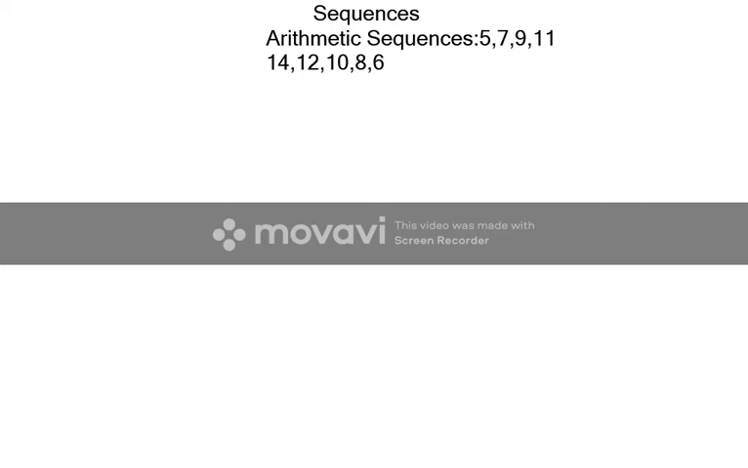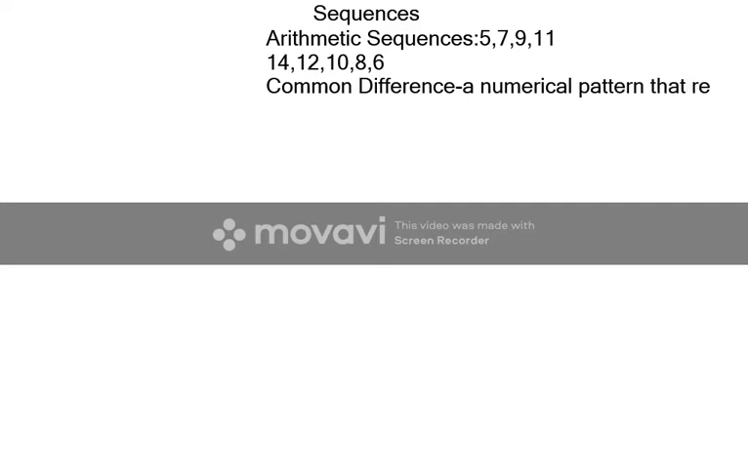The number that you add or subtract from each number to get the number after it is called the common difference. It's basically the numerical pattern, or constant, that results in the constant rate that gives the next term.